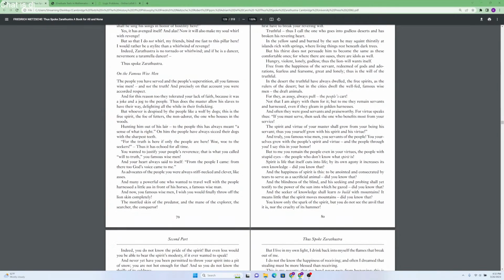Not that I am angry with them for it, but to me they remain servants and harnessed, even if they gleam in their golden harnesses. And often they were good servants and praiseworthy, for virtue speaks thus. If you must serve, then seek the one who benefits most from your service. If spirit and virtue of your master shall grow from your being his servant, thus you grow yourself with his spirit and virtue. And truly, you famous wise men, you servants of the people, yourselves grew with the people's spirit and virtue, the people through you.